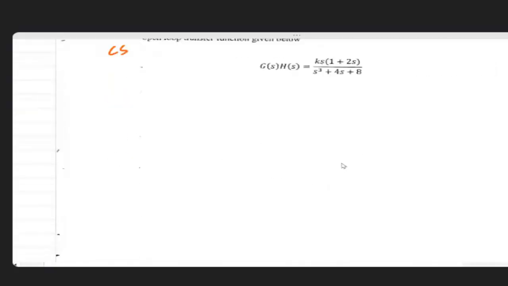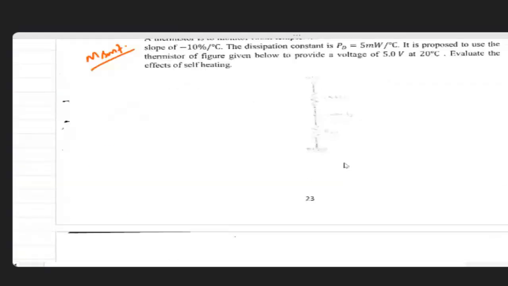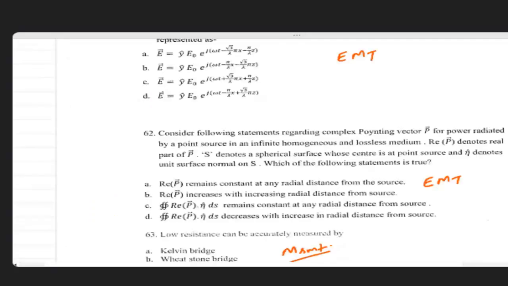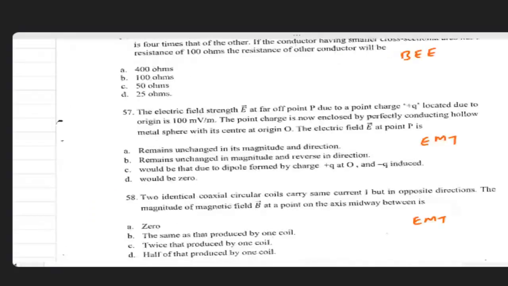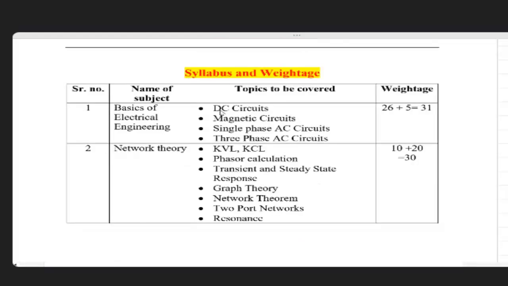So far we have discussed the question paper and how you should prepare for this examination. Since this is our very first class, we are starting our preparation as per the syllabus, and the syllabus's very first subject is BEEE, Basic Electrical Engineering. And what is the first topic? Let us see. So the first topic is DC circuits.